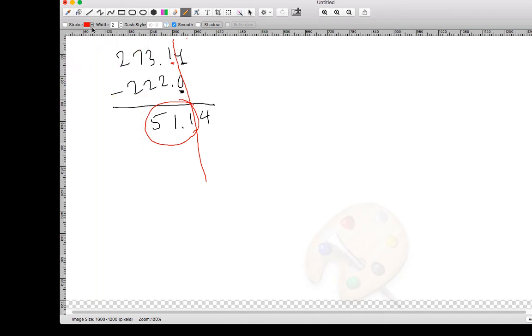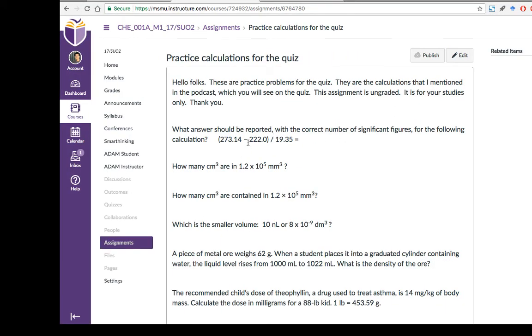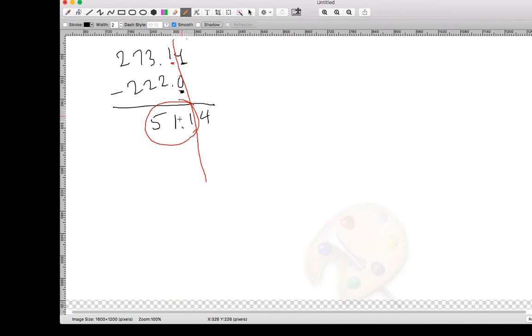Moving on to the rest of that calculation, you see it was divided by 19.35. I'm going to take this number. The correct number is 51.1, divided by 19.35. How many significant figures should I have in the answer? I should have 3. Why? Because count them. 1, 2, 3. 1, 2, 3, 4. You need to use, for multiplication and division, the lowest number of significant figures in the calculation. And here, that's 3.